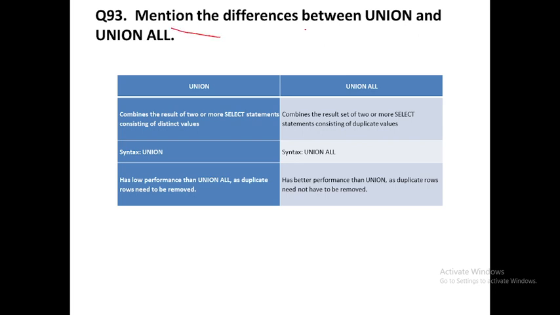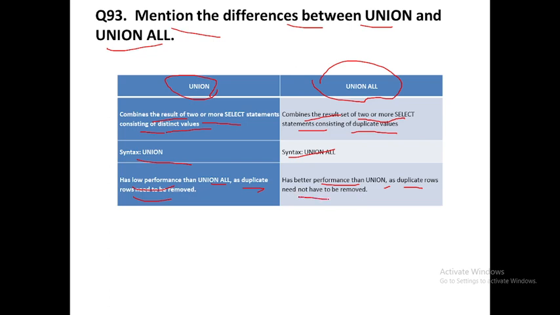Then mention the difference between union and union all. What are union and union all? Union combines the result of two or more select statements, consisting of distinct values. Union all combines the result set of two or more select statements, considering duplicate values. Union has lower performance than union all, as duplicate rows need to be removed. Union all has better performance than union, as duplicate rows need not be removed.